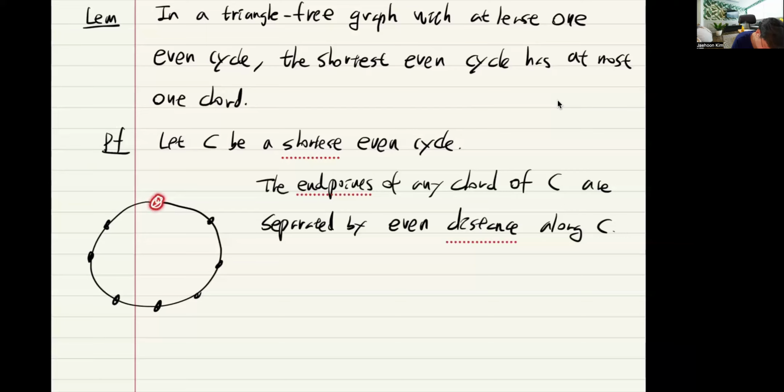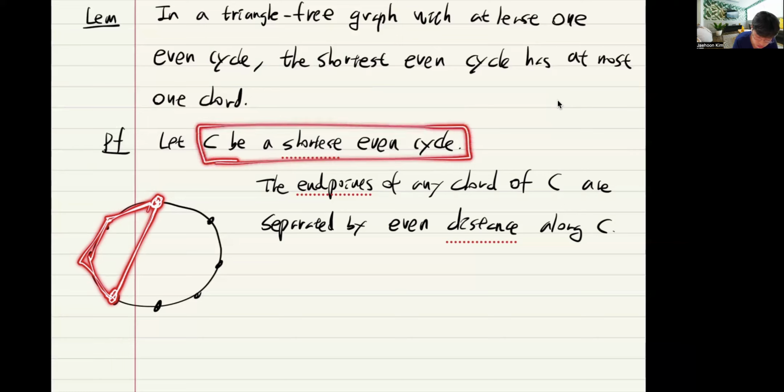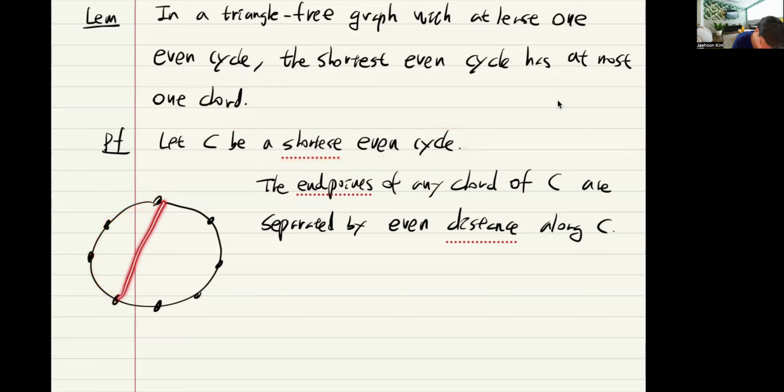If you have this vertex, this is length 1, 2, 3, and this is the chord, then it's a contradiction because this is a shorter even cycle than C. C is the shortest even cycle. There is no even cycle which is shorter than this. But if the distance between the endpoints of this chord is odd, then this odd number of edges together with this chord give you a shorter even cycle.